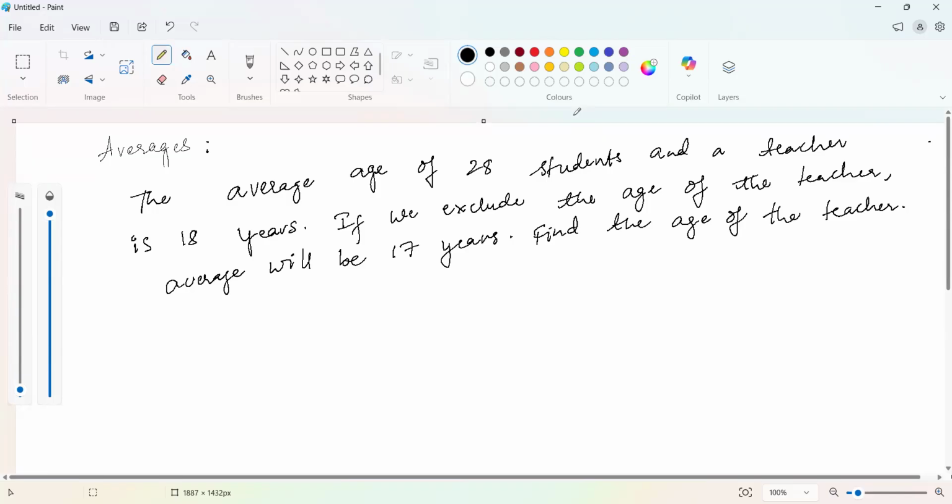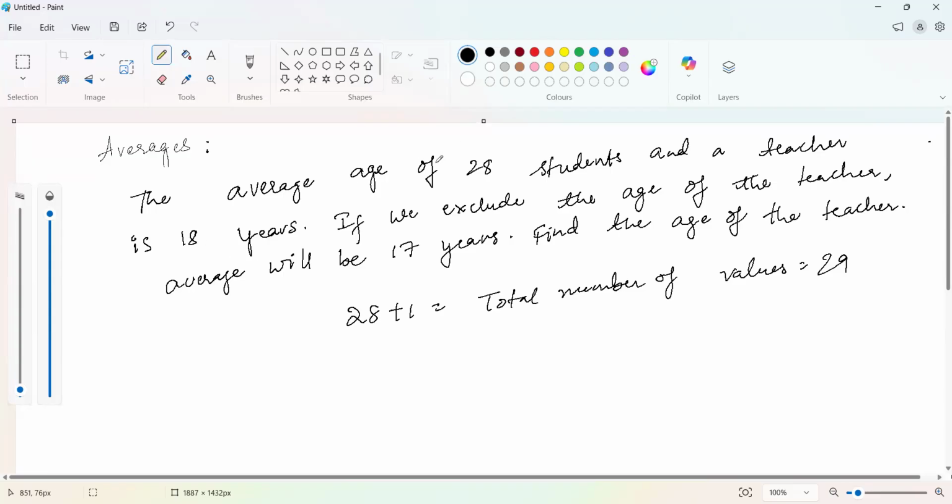First you try, little bit you try. It's easy. It's not difficult. That's why I'm giving you the hint. So 28 plus 1, 28 students plus 1 teacher. So total number of values is 29. Correct. So now average is 18.